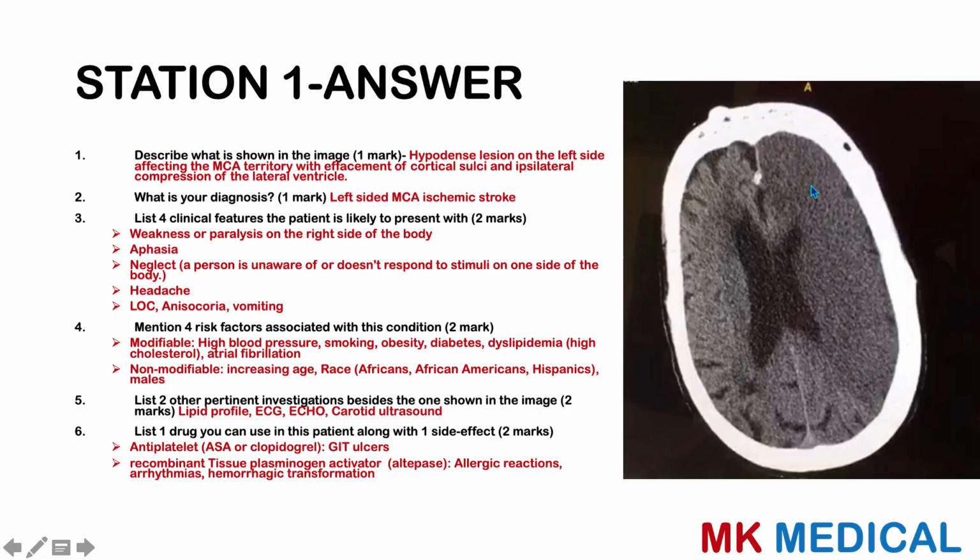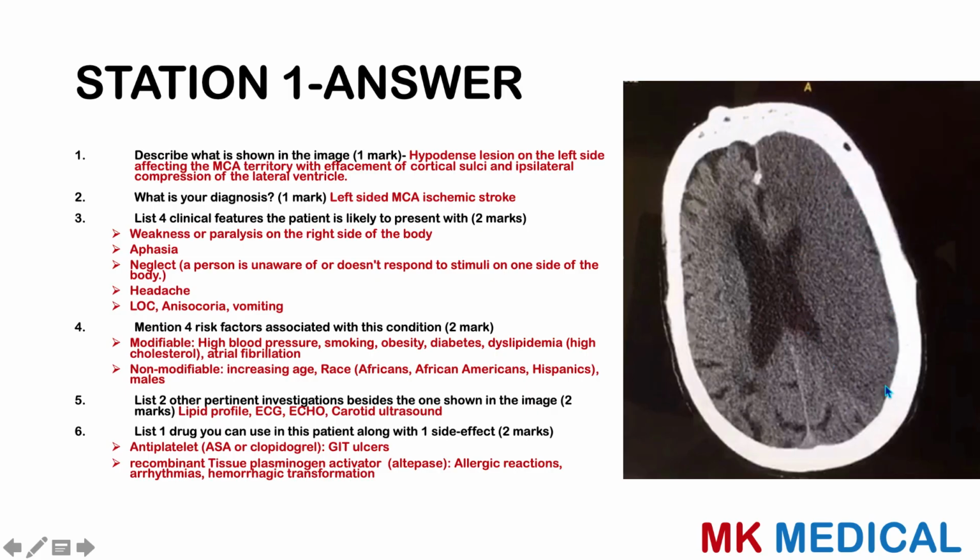So there's a large hypodense lesion on the left side, because remember, what is right on your screen would be left in the patient, and what is left on the screen would be right in the patient. So this is the right side of the patient, this is the left side of the patient. The left side here has this hypodense lesion, which is affecting the MCA territory. As you can see, it's quite significant over there.